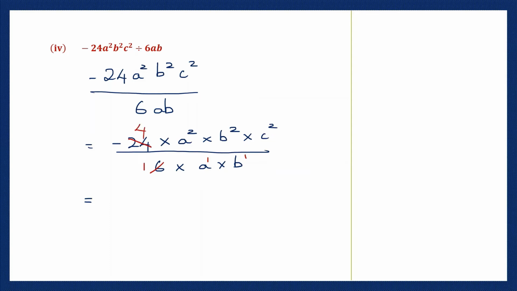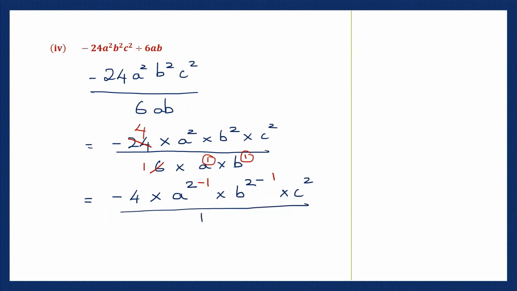6 ones are 6. So in the numerator we have minus 4 into a to the power of 2 minus this 1, into b to the power of 2 minus, again we take this one, minus 1 into c to the power of 2. So in the denominator we just have 1. Everything else has been removed. So here what do we have? Minus 4 into a to the power of 2 minus 1 is 1. B to the power of 2 minus 1 is 1 and c square by 1.